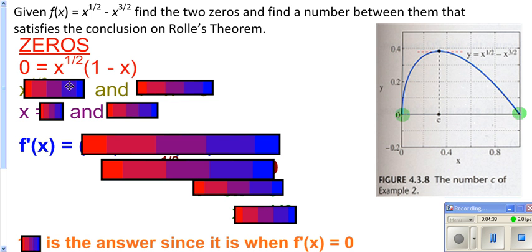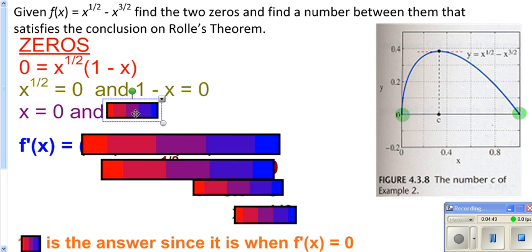You now have two things multiplied together to give you 0, so the first thing has to be 0, or the second thing has to be 0. So you get the two zeros of your function to be 0 and 1. So Rolle's theorem then says somewhere in between your 0 and your 1, your graph would have to have a horizontal tangent, meaning your derivative would be equal to 0, somewhere between 0 and 1.